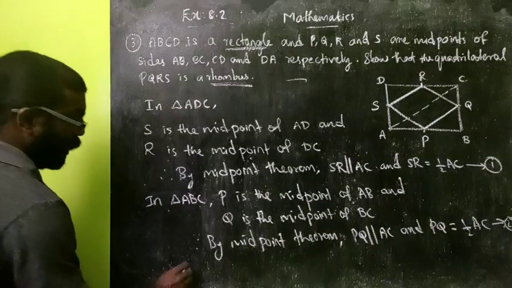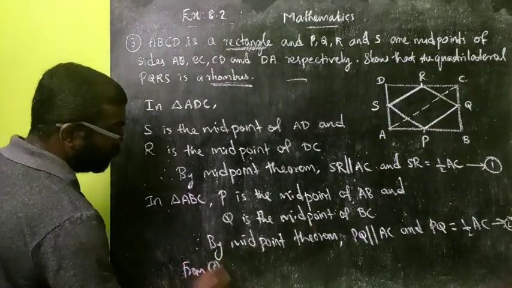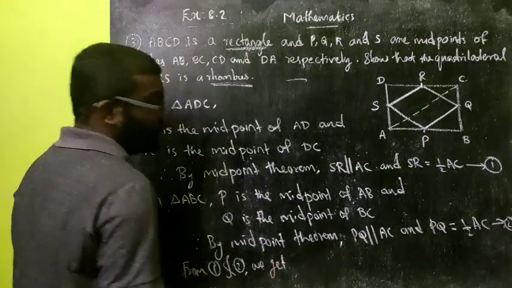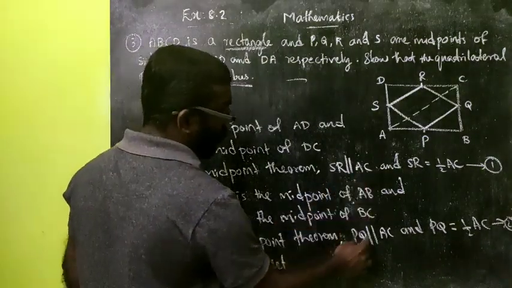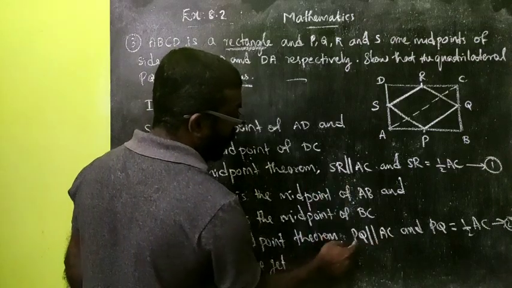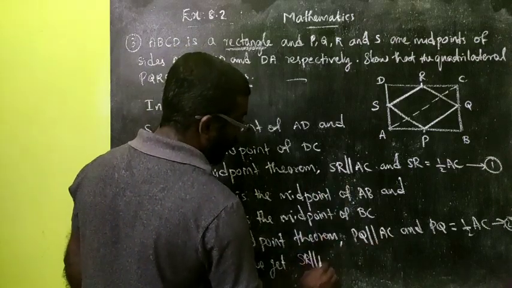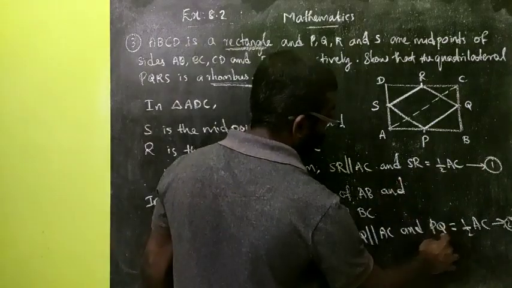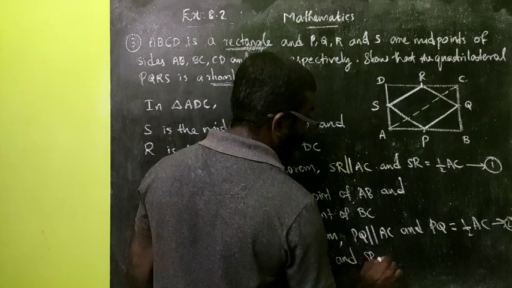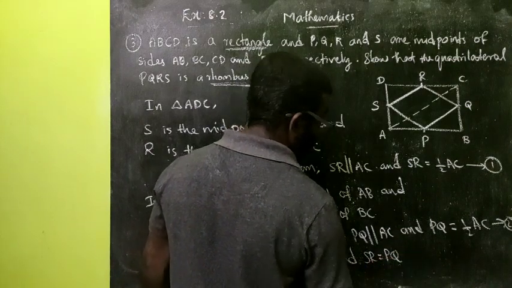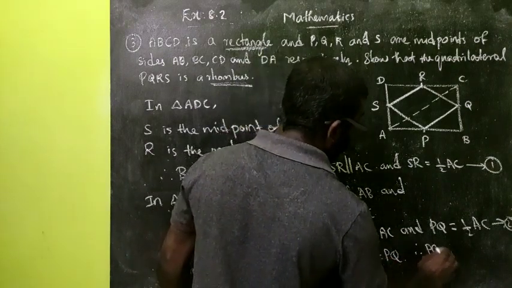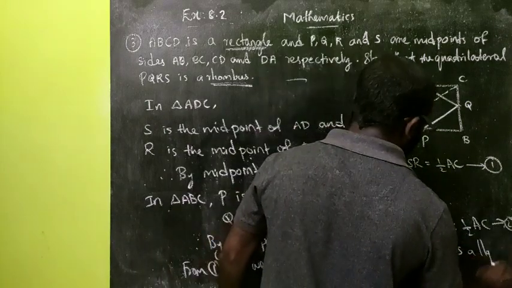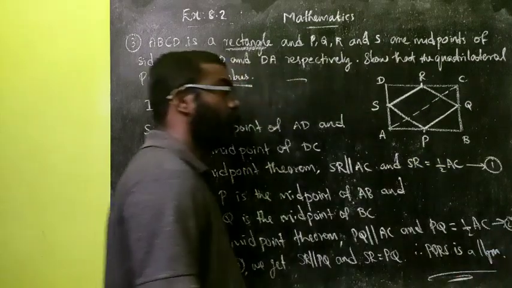And from 1 and 2 we can write, here SR parallel to AC, here PQ parallel to AC. So SR parallel to PQ. SR parallel to PQ and SR equal to half AC, PQ equal to half AC. So SR equal to PQ. Therefore, PQRS is a parallelogram. So the first part is over.